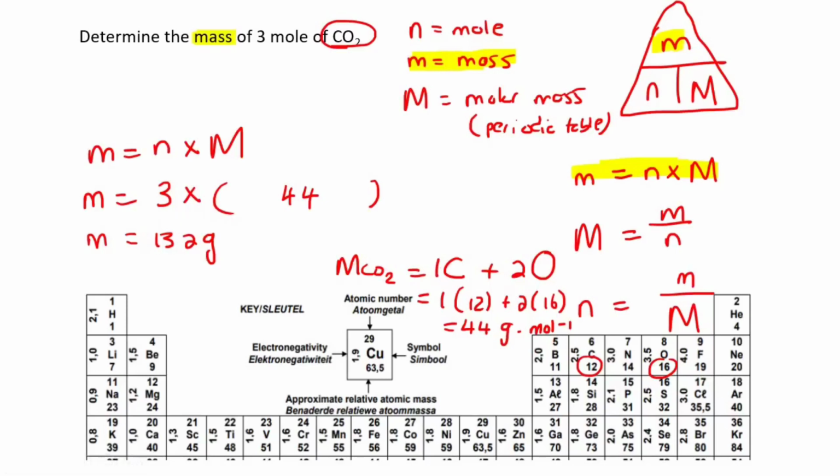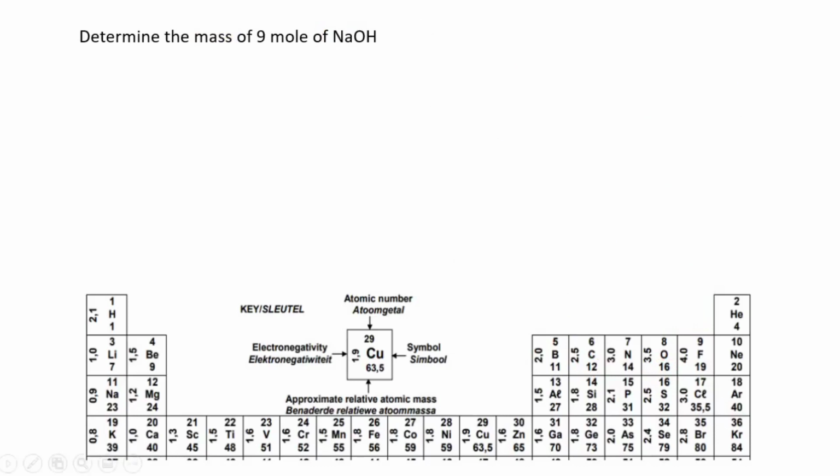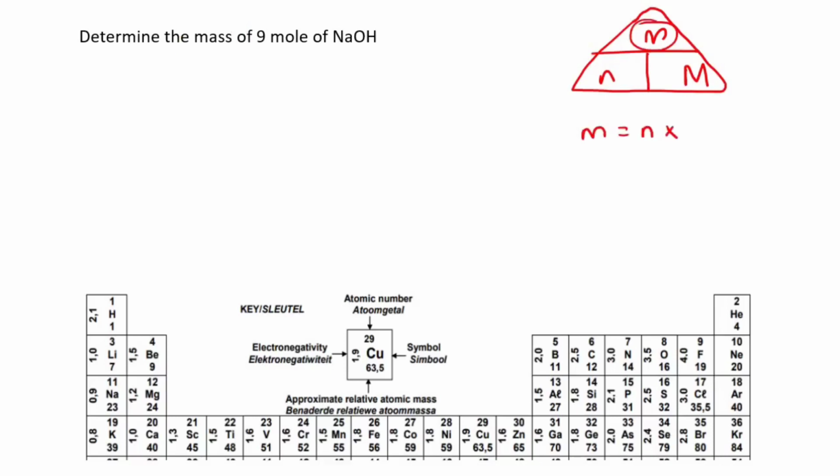Okay, let's do some more examples. This one says, determine the mass of 9 mole of NaOH. So if we have our triangle over here, then if they want us to calculate mass, well, that's this one over here. So that's going to be N multiplied by capital M. Okay, so we're going to use that formula. And so the number of moles is 9. And then you need to get the mass on the periodic table.